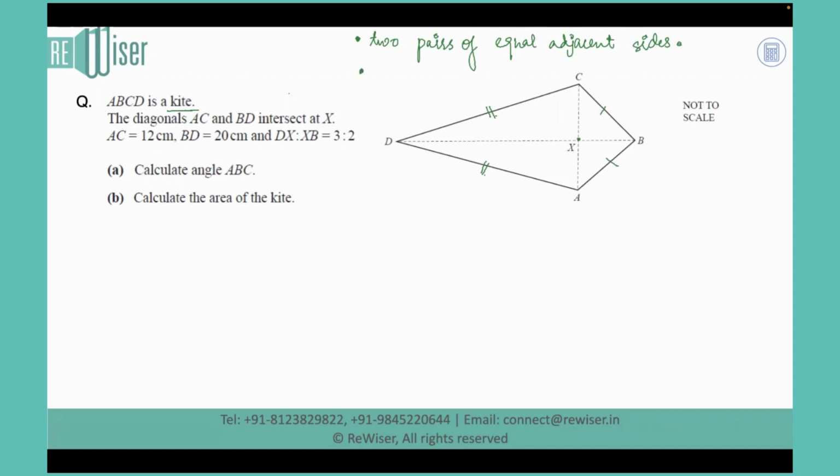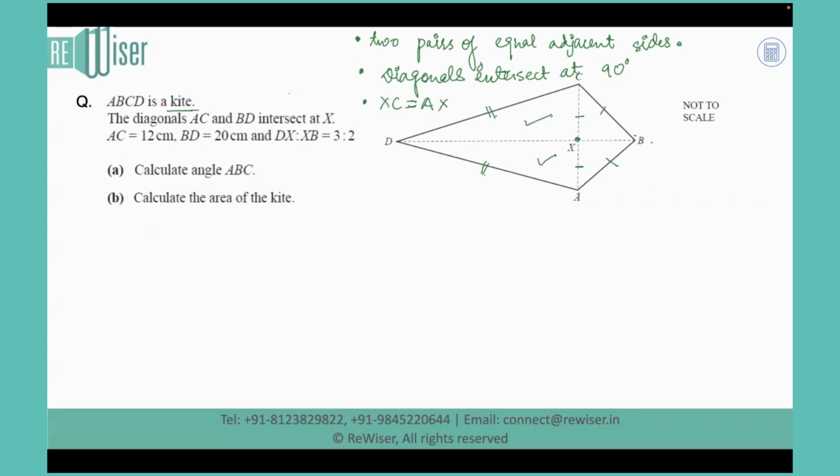Its second property is that its diagonals intersect at 90 degrees. And the longer diagonal bisects the smaller diagonal. So AC is equal to XC is equal to AX, and the two triangles that we get here, BCD and ABD, are congruent.